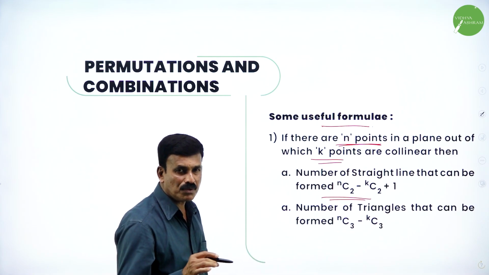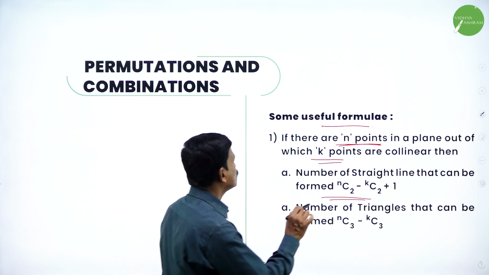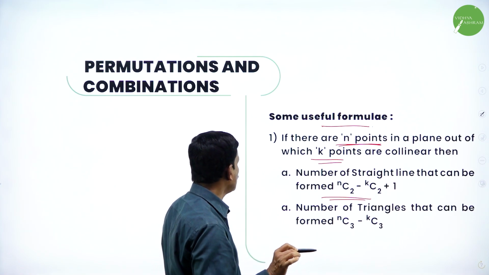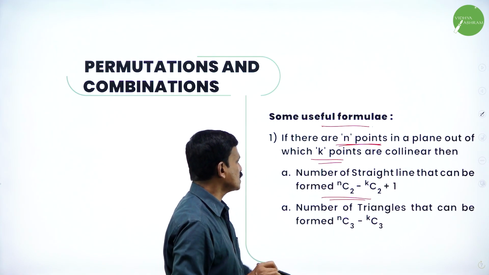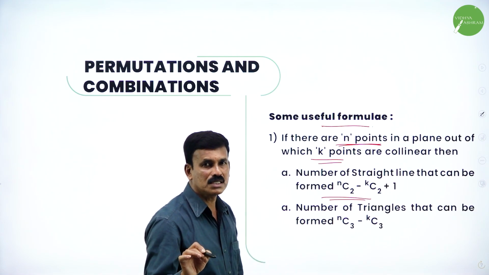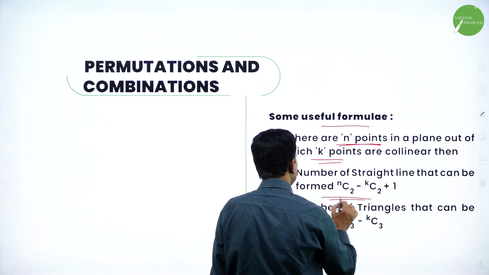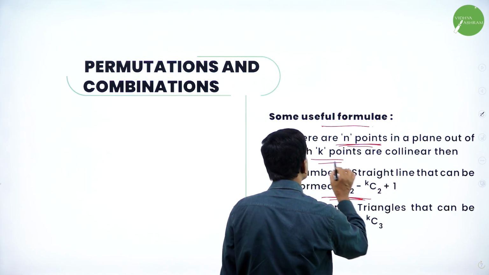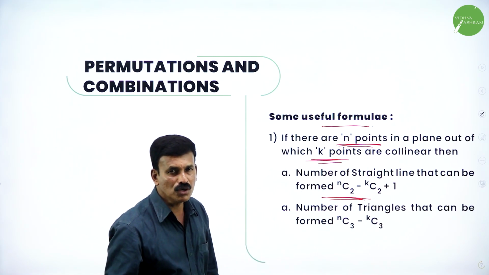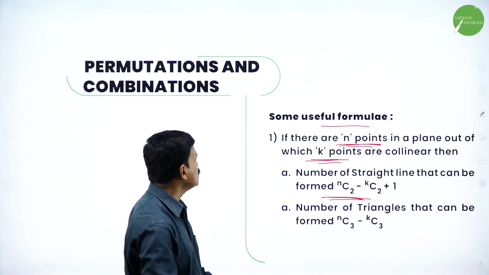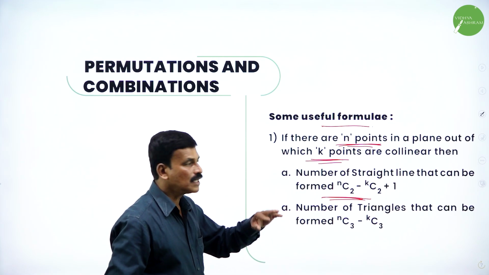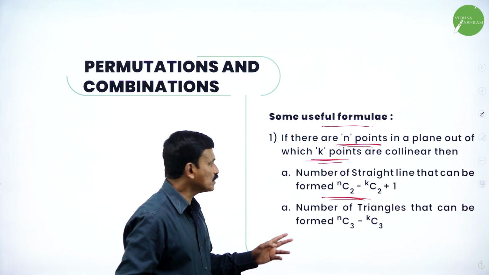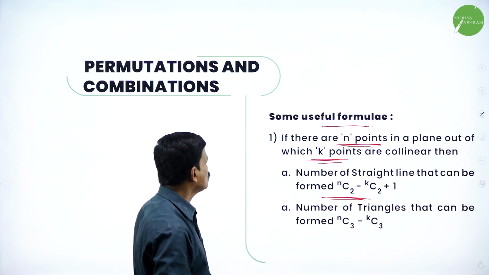How many points are required to draw a line? 2 points. So to draw a straight line, 2 points are required. So the number of straight lines that can be drawn is NC2 minus KC2 plus 1, where n is the number of points and k is the number of points which are collinear. So, a very important concept: if there are n points in a plane and k points are collinear, then the number of straight lines that can be formed is NC2 minus KC2 plus 1.